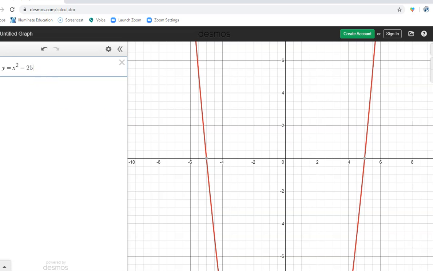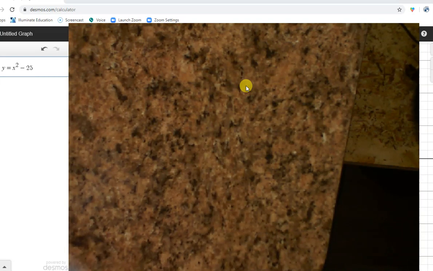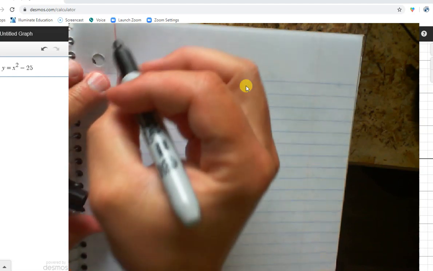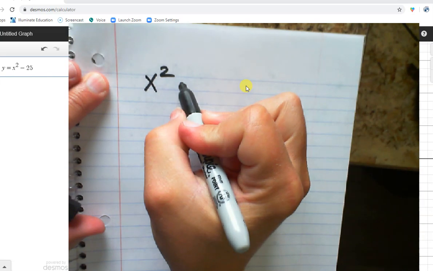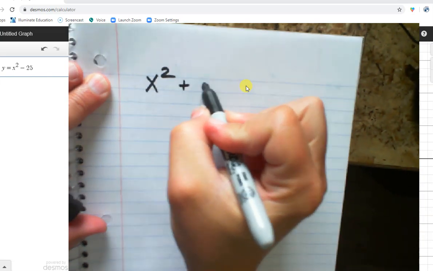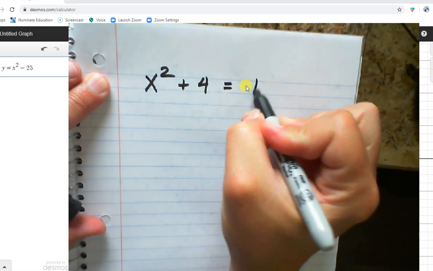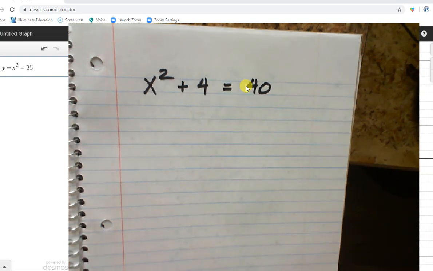Okay, let's go back to the notes. And we'll do one more example here. This time we'll make it a little bit more challenging. So let's go with x squared plus 4 equals 40. And I want to solve this for x. I want to know what number can I put in for x and make this thing work.